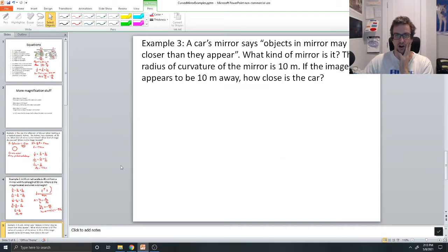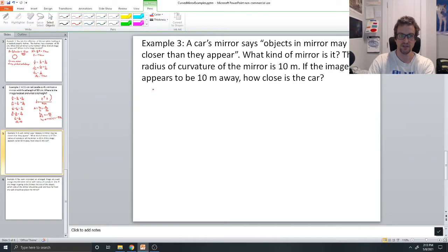All right, we've got a car. So you guys have all seen this. The car's mirror says objects in mirror may be closer than they appear. What kind of mirror is this? Okay, so first off, it's got to be a virtual image. We know this because it's upright. And you've all looked at a car mirror.